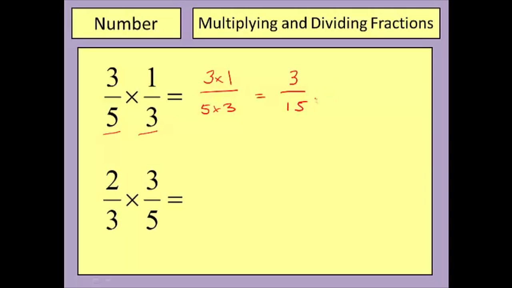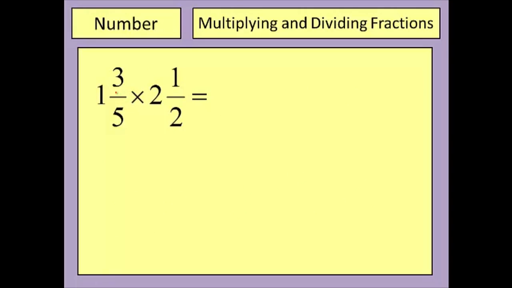When my answer is finished, I can have a look and see if there's any simplification that can occur, and in this one there is. Both numerator and denominator are divisible by 3, so I can call this 1/5. In the second example, I'm going to do much the same again. I'm going to do 2 times 3 for my numerator and 3 times 5 on my denominator, giving me the fraction 6/15. And just like in the previous example, this one will simplify and it will cancel the way down to 2/5.